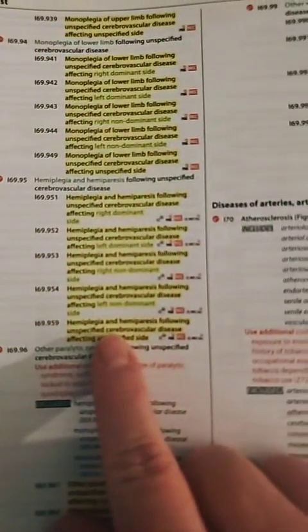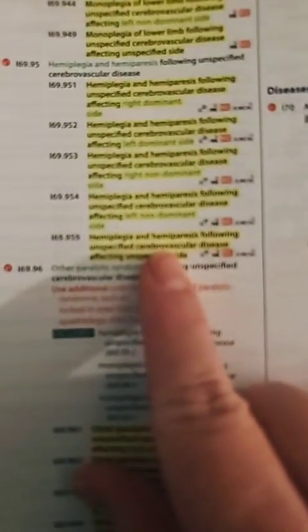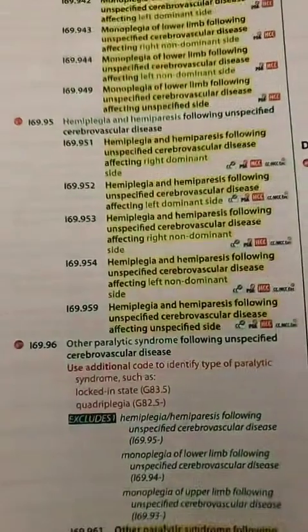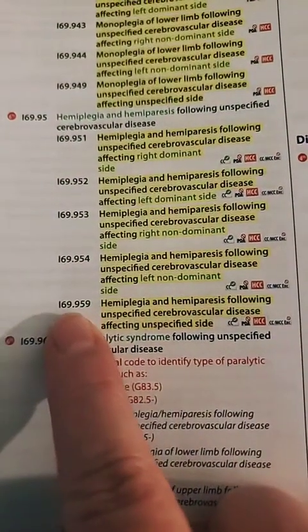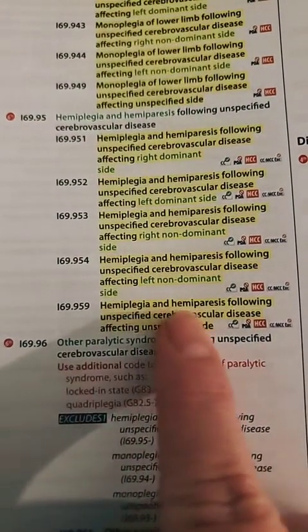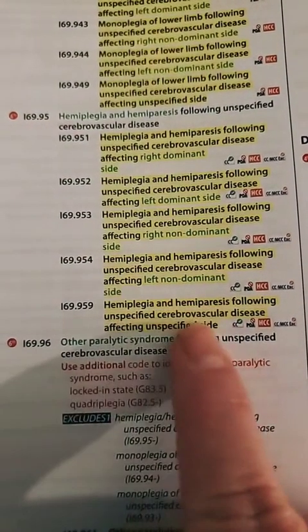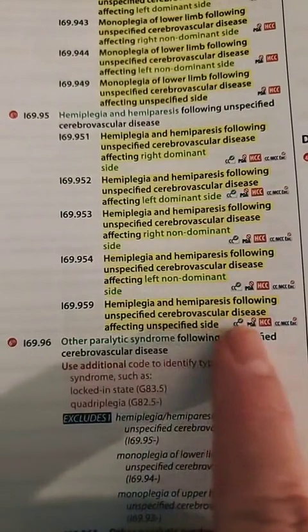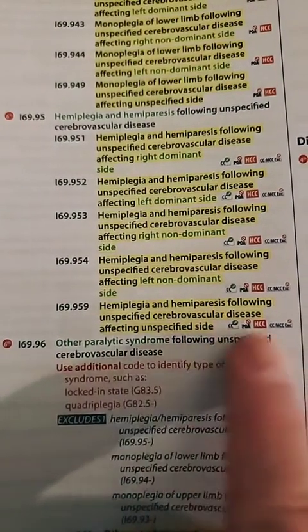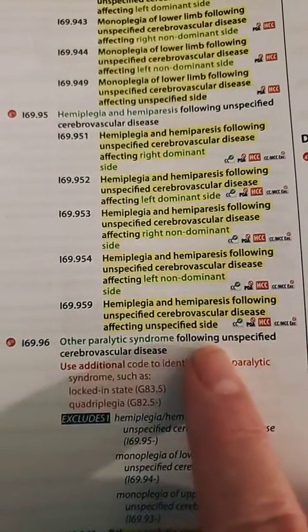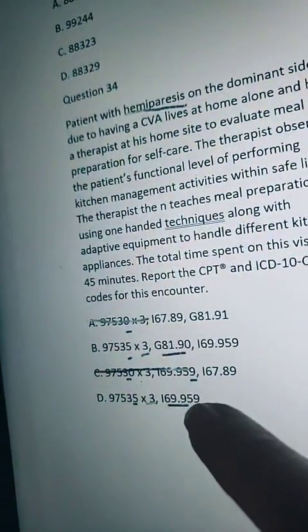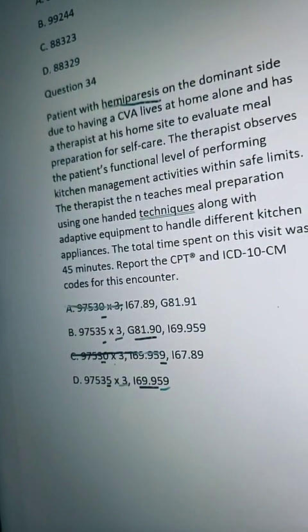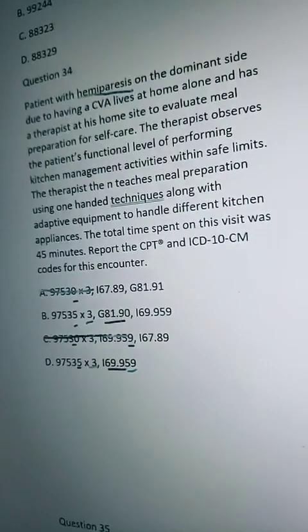And this one actually has the CVA included in the diagnosis. That one diagnosis does have that in it, due to a CVA. So it's all together as one. So you would definitely use D as your answer.